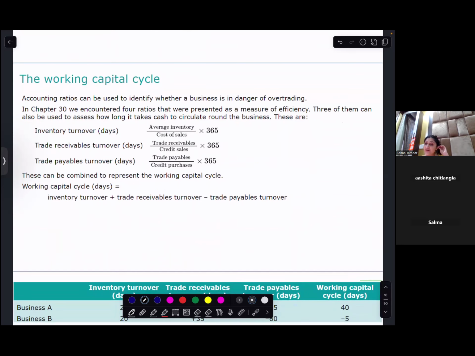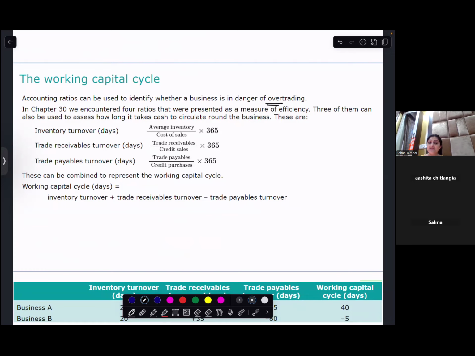Then you have your working capital cycle ratio. It tells us whether your business is in danger of over trading. Now, what is over trading? For this, you need to watch a video. When you're trading too much, but you don't have the money to hold your liquidity position.